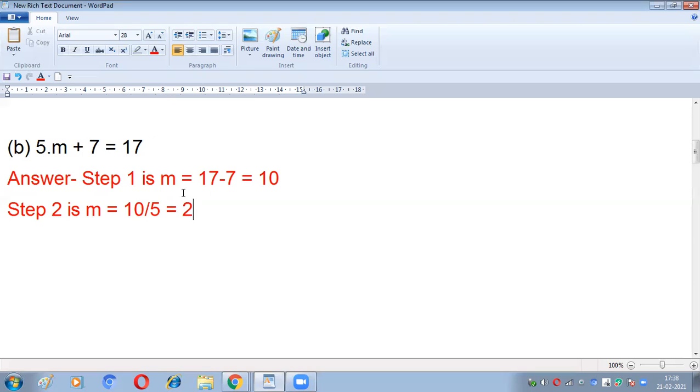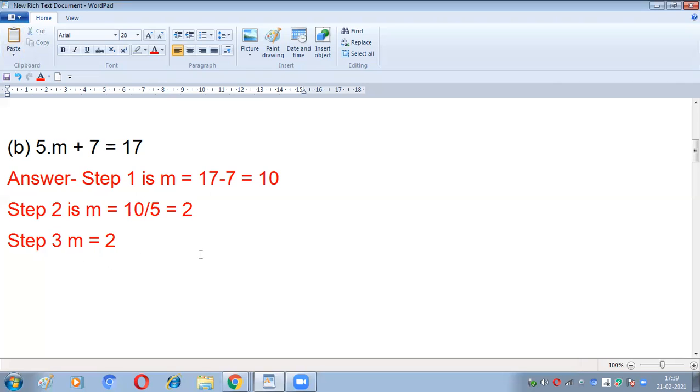So our last step for part B, the third step, is that we have finally got the value for the m variable. So m is equal to 2. 5 and 10 will cancel out by 2. So finally we have got the value for m, and the value is 2.